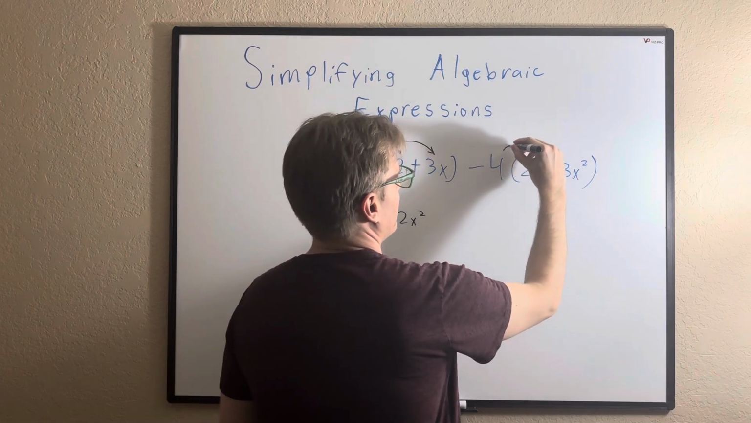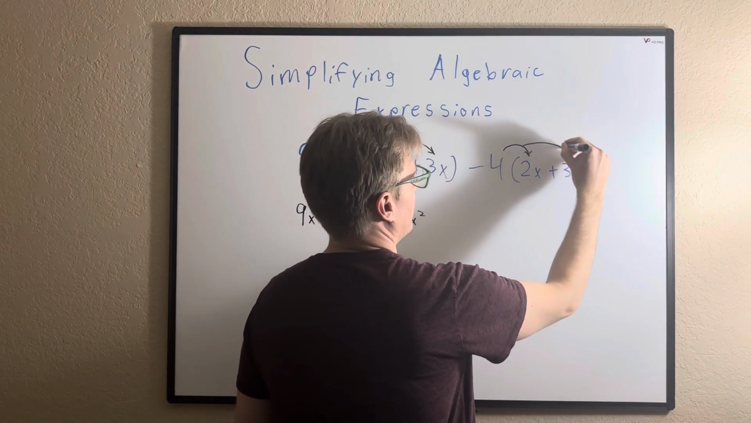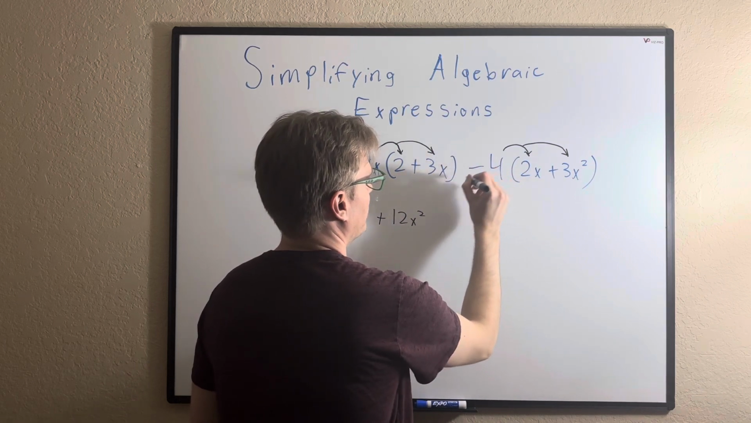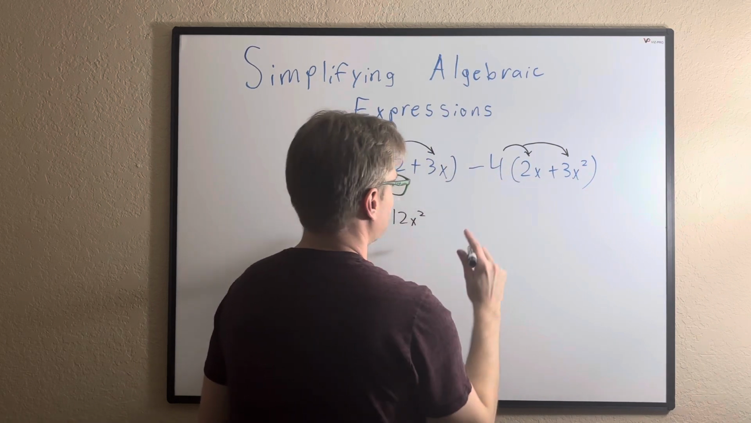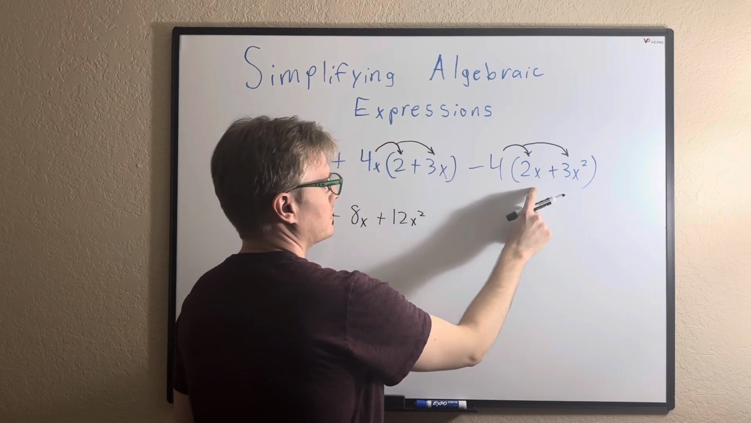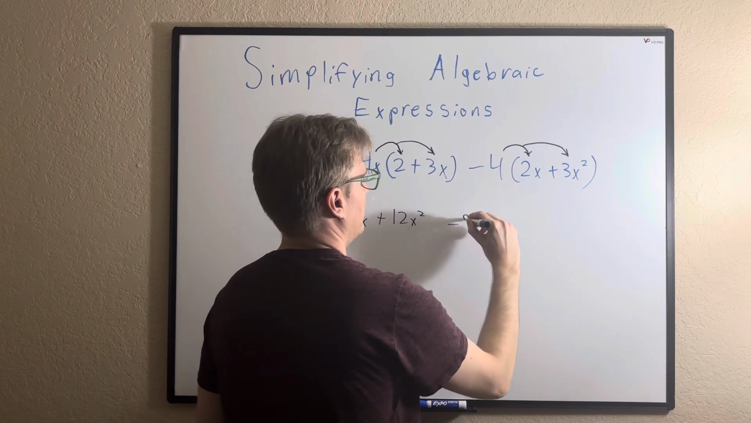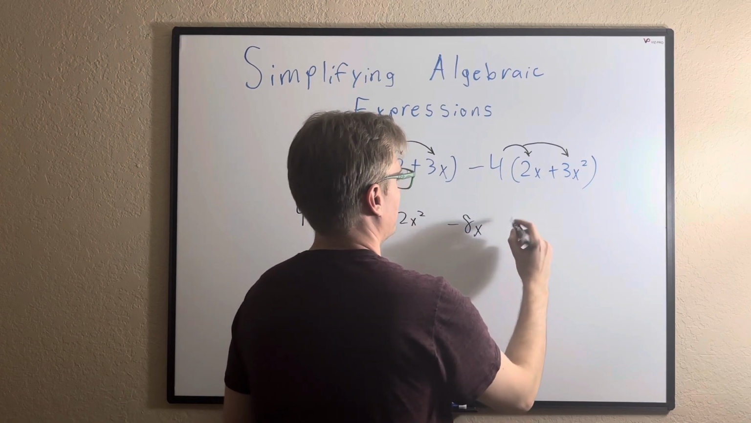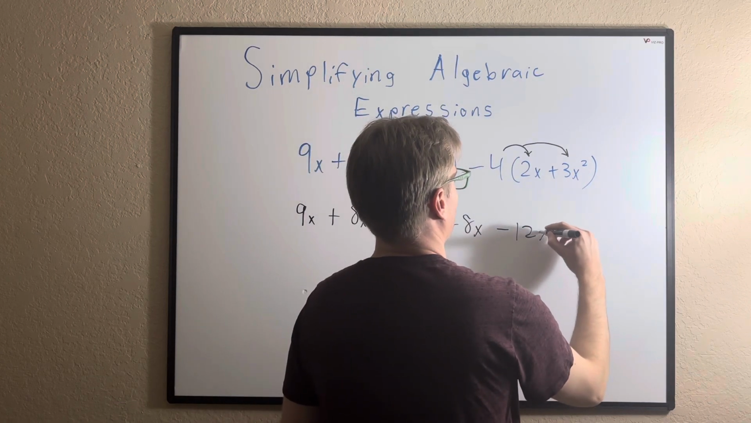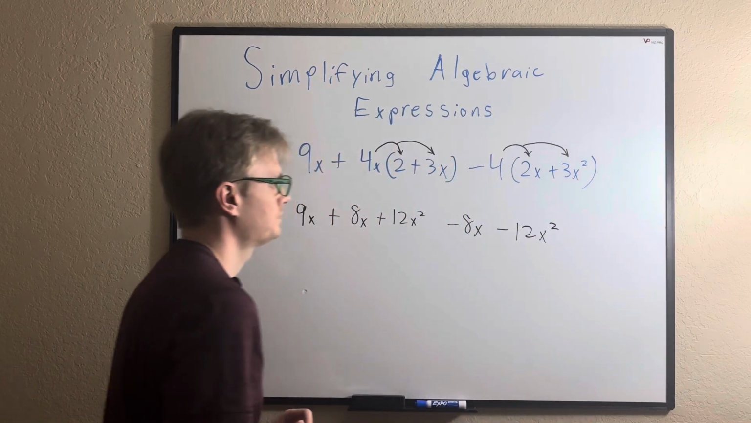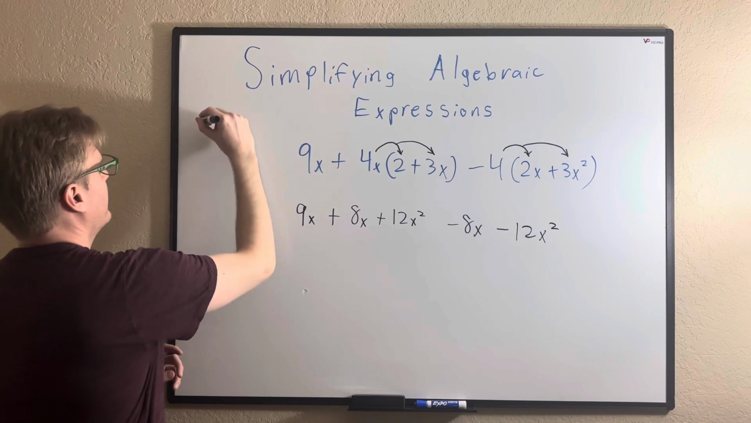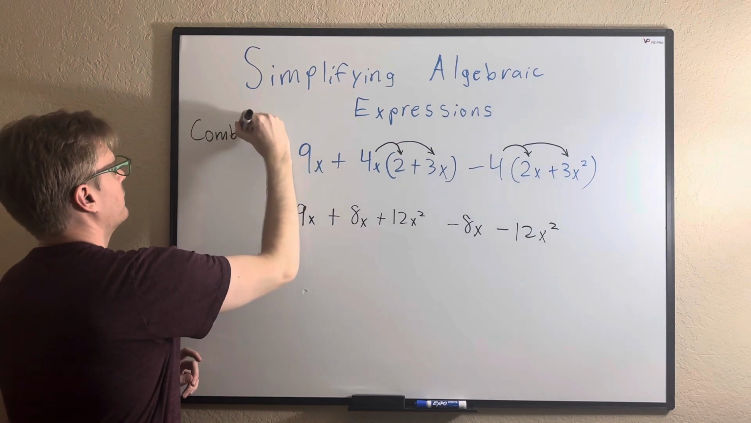First, let's do this. Distributive property again. So this time it's a -4. Remember, it's negative. -4 times 2x, -8x. -4 times 3x squared, minus 12x squared. All right, now we combine like terms.